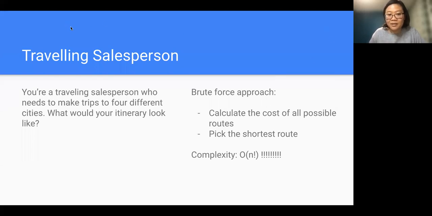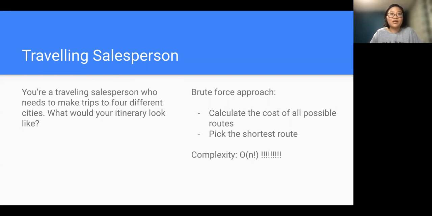Similar to the bags of flour problem, you can calculate the cost of all possible routes. If you need to visit 2 cities, then your route is one to the other. But if you have 3 cities, then you go maybe this way or that way. So that increases very, very quickly, factorial, right?